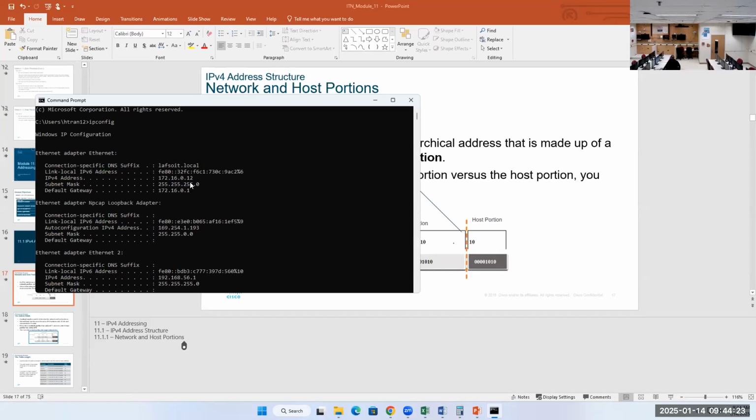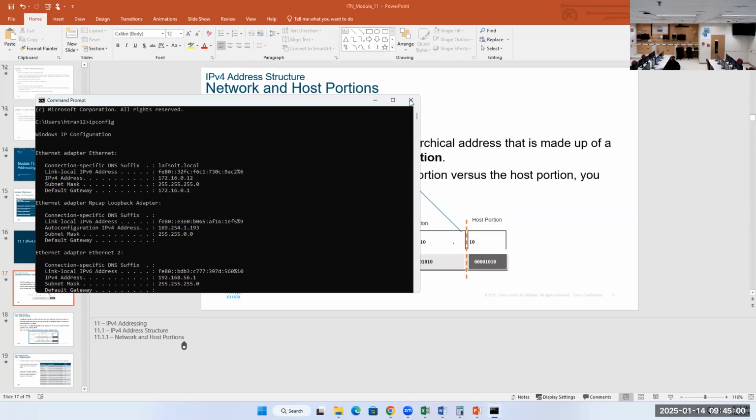Right? So in order to know how many bits are in the host portion and how many bits in the network portion, you have to use the concept of subnet mask. Subnet mask is the one that tells you how many bits you have in the network portion and how many bits in the host portion, and it tells you how large the network is. Right? So what is a subnet mask?